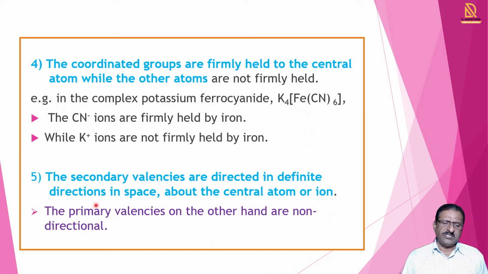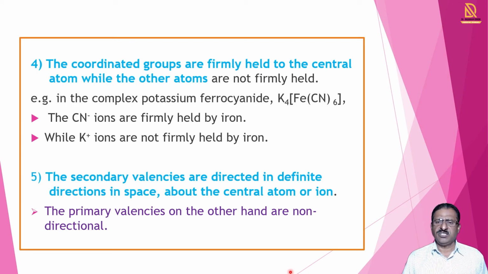Then another point is that secondary valencies are directed in definite directions in space about the central atom or ion. This means that at the center there is the metal and around it the ligands are attached, in a particular direction. For example, Fe is the central metal and it is attached with 6 CN. Then how are those 6 CN attached?